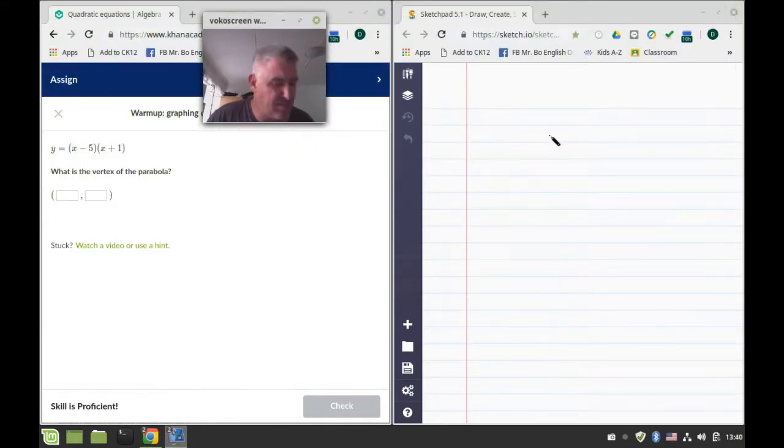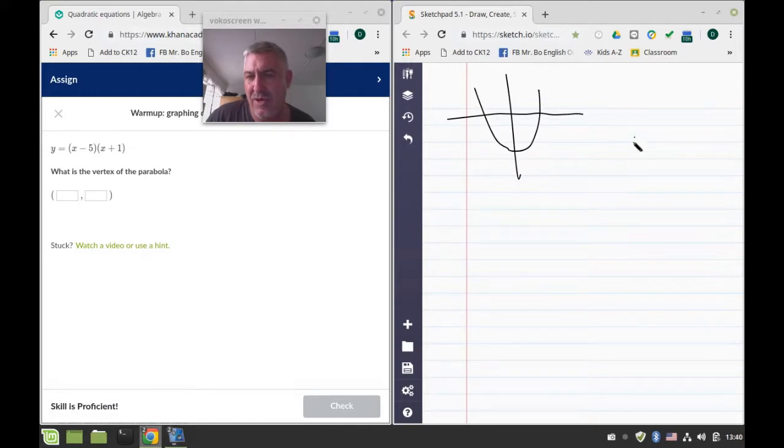Okay, so what we need to remember for graphing is our parabolas. We've got a couple of things here. Our parabolas are going to either open up or open down, and generally we can look at the leading coefficient. If it looks like negative something x squared, then it's going to open down, and if it looks like something x squared, then it's going to open up. To graph, we really need to identify a couple of things. We need to look at the x-intercepts, which we talked about last time.